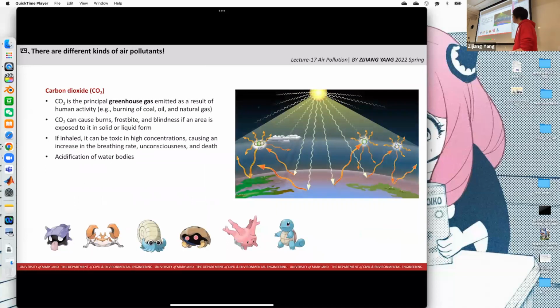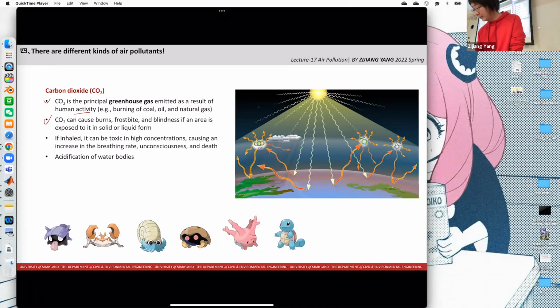Okay, the next one is carbon dioxide. Carbon dioxide is a principal greenhouse gas emitted as the result of human activity. It can cause different adverse effects if the concentration is very high. It can also cause the acidification of water bodies, because we have learned that carbon dioxide can react with water into carbonic acid, and it can dissociate H+.